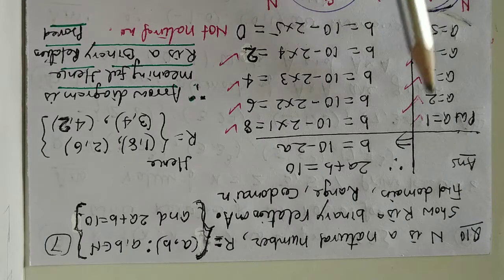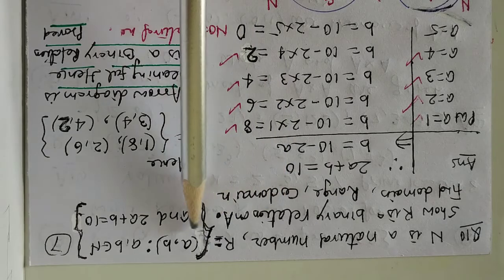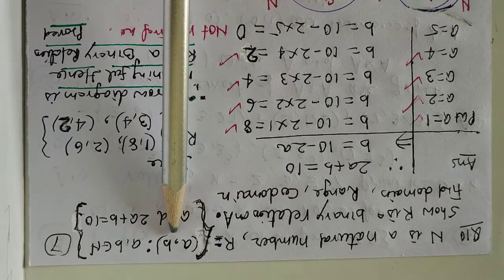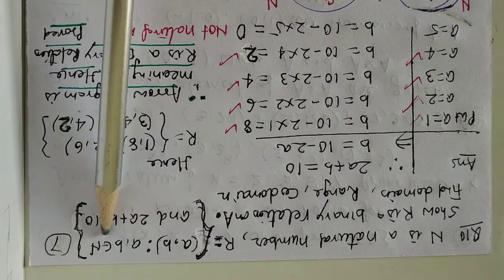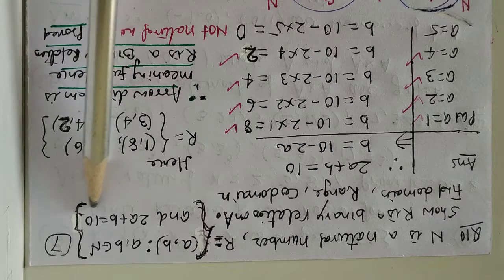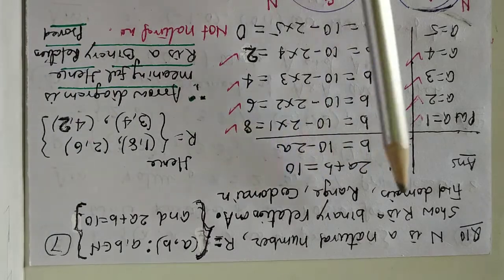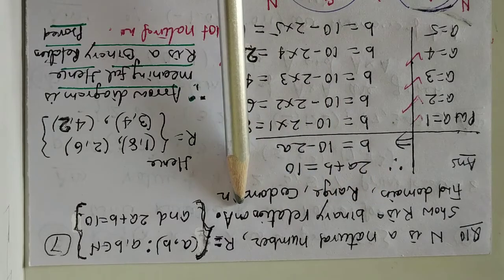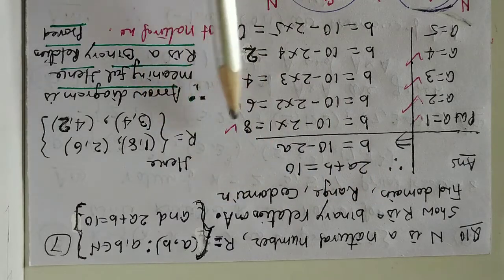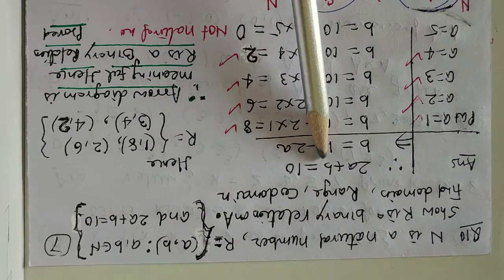Question number 10. N is a natural number and R is a relation such that R is the collection of ordered pairs (A, B), where A and B are members of N and 2A plus B is equal to 10. Find the domain and range. Also show that R is a binary relation. Now see, write the formula 2A plus B is equal to 10.